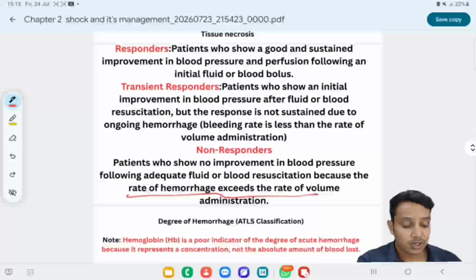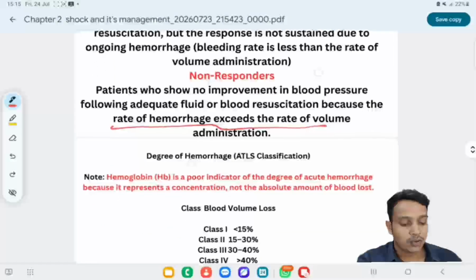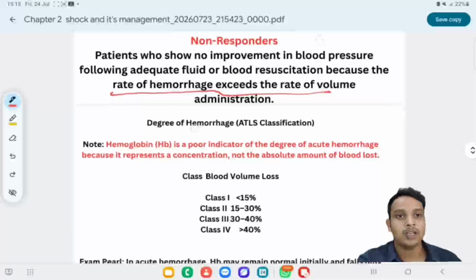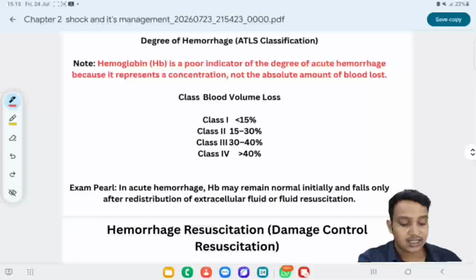Non-responders and transient responders, you should keep in check and monitor properly, or else your patient will go into the irreversible stages of shock. Our ATLS classification is there for the degree of hemorrhage. Class 1 hemorrhage is less than 15%, class 2 is 15 to 30%, class 3 is 30 to 40%, and class 4 is more than 40% of your blood volume.